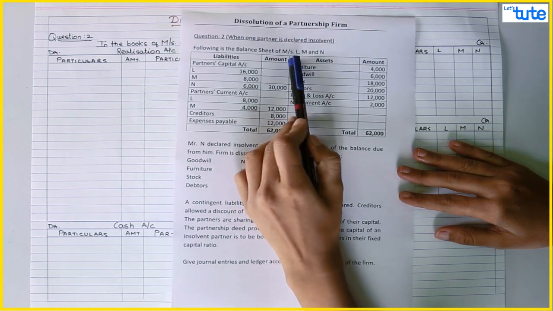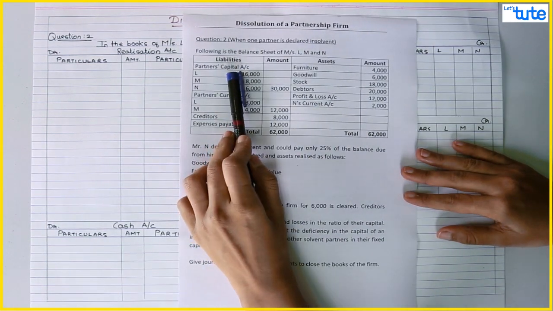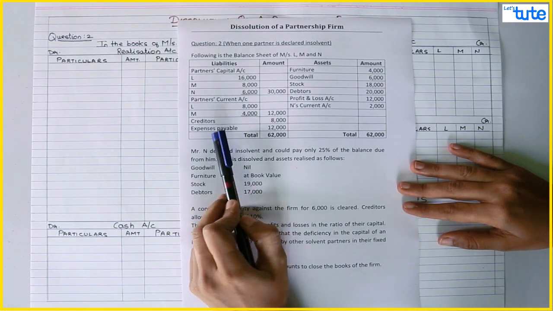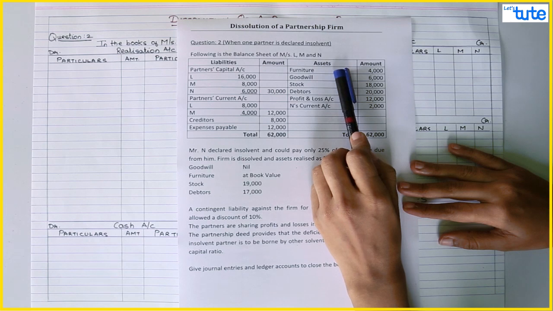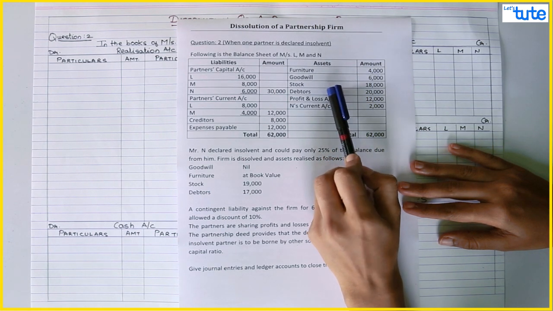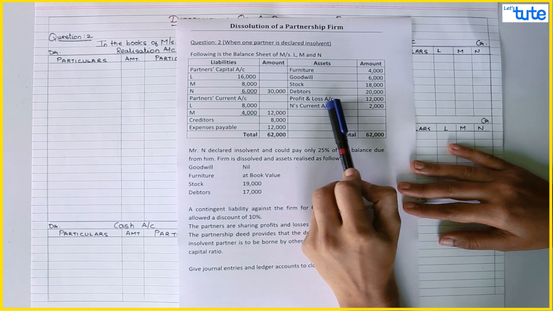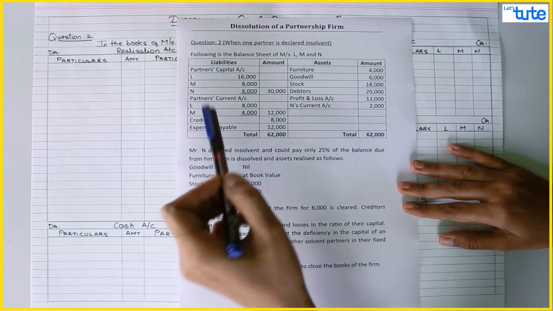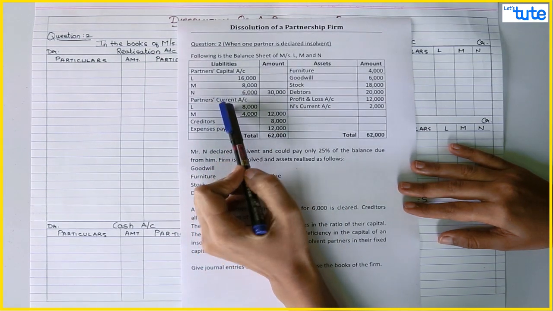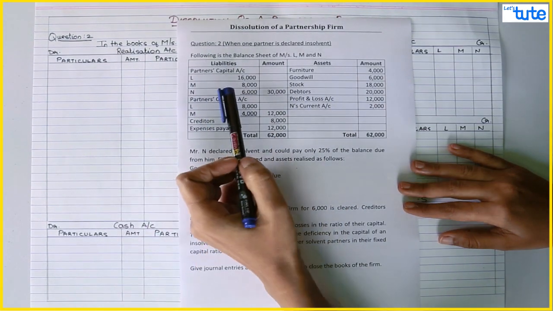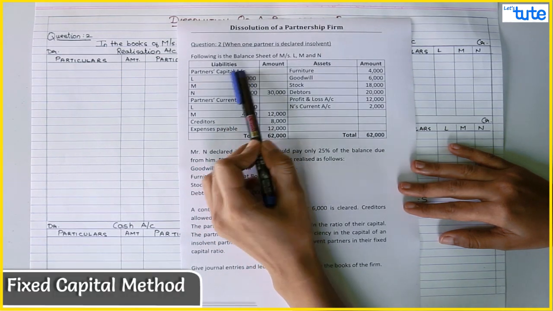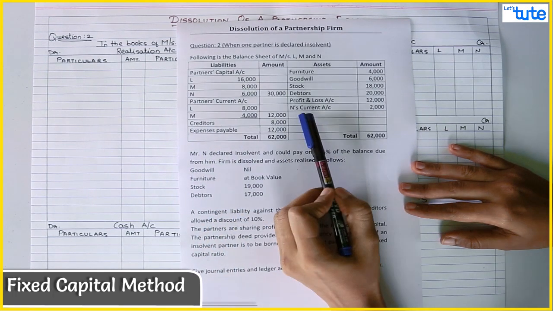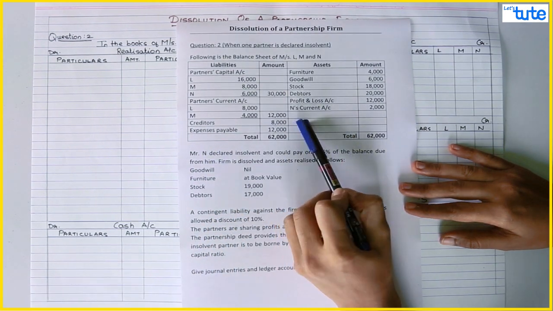Following is the balance sheet of Messrs. LMN: Partners Capital Account, Partners Current Account, Creditors, Expenses Payable, Furniture, Goodwill, Stock, Debtors, Profit and Loss Account, so this is accumulated loss, and N's Current Account. So both the Partners Capital Account and Current Account are given. So this is the fixed capital method. Over here your capital accounts remain constant and all the adjustments are made in the current account. Also, N's current account has a debit balance.